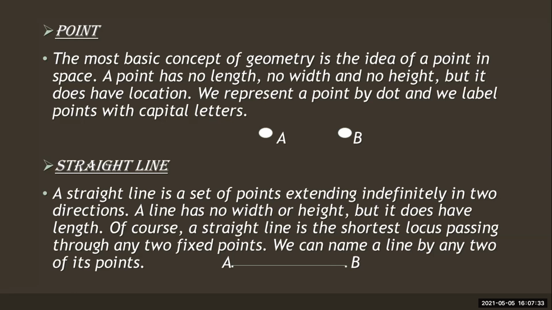Straight line. A straight line is a set of points extending indefinitely in two directions. A line has no width or height, but it does have length. Of course, a straight line is the shortest locus passing through any two fixed points. We can name a line by any two of its points, A, B, and straight line.